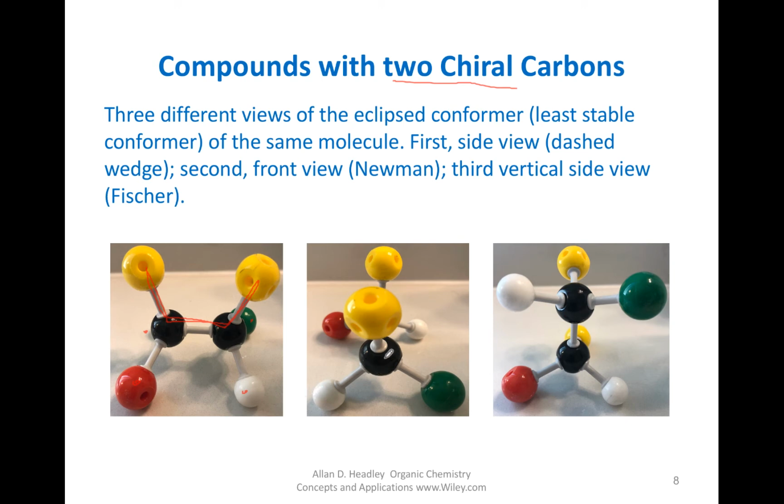Here is the Newman. So you're looking right down this carbon and there's a carbon behind. So what you see for the same molecule is an atom here, an atom here, and an atom here, and directly behind is a carbon that has an atom here and an atom here and an atom here. We call that the eclipsed conformation. Don't forget that, the eclipsed conformation.